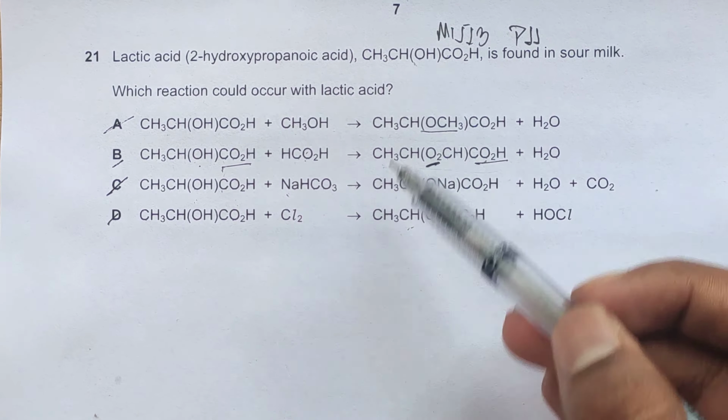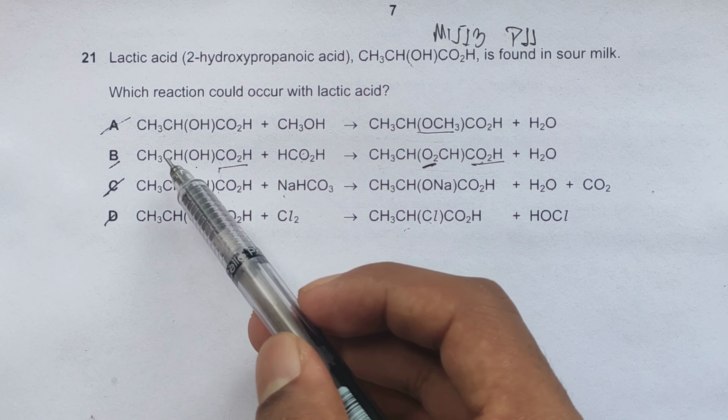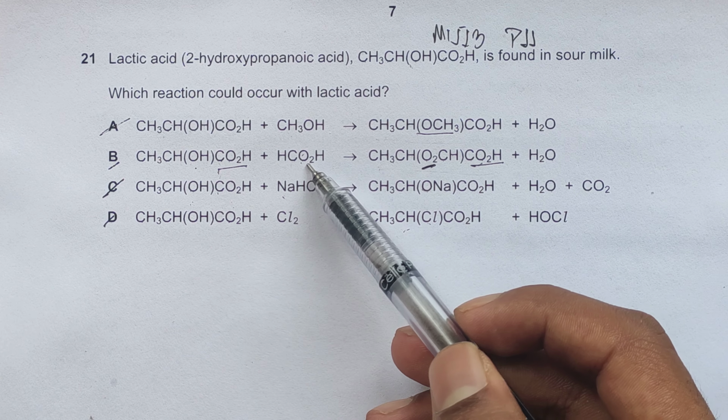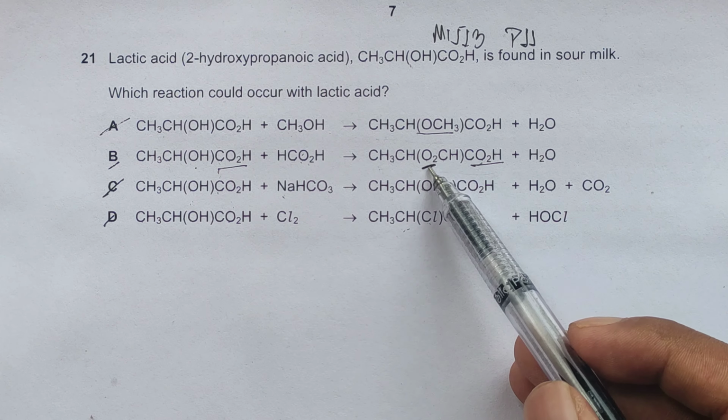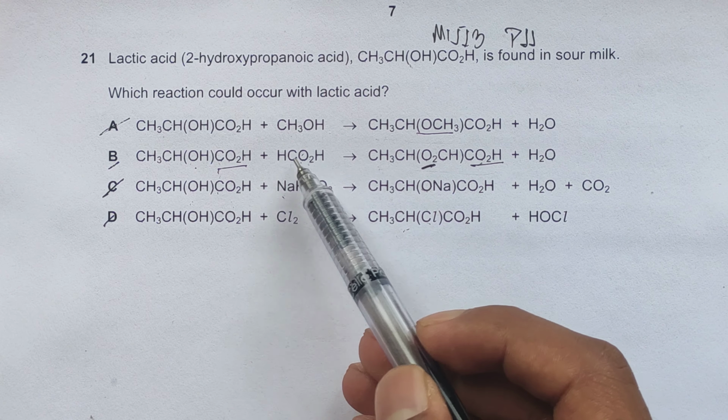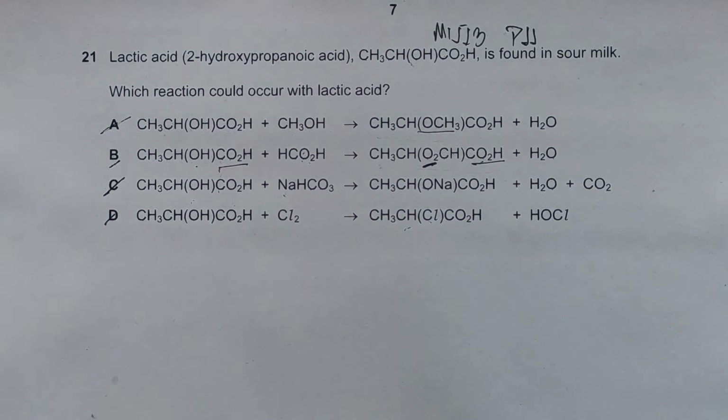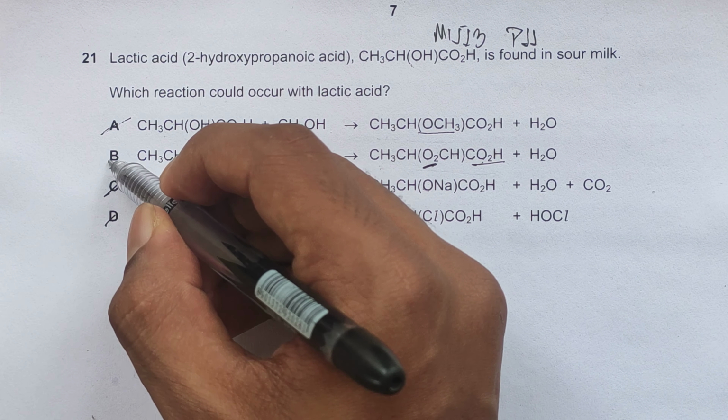So the reaction that could occur with lactic acid is lactic acid plus methanoic acid producing a relevant ester, by methanoic acid reacting with the alcohol and also producing water. So this makes B the correct answer.